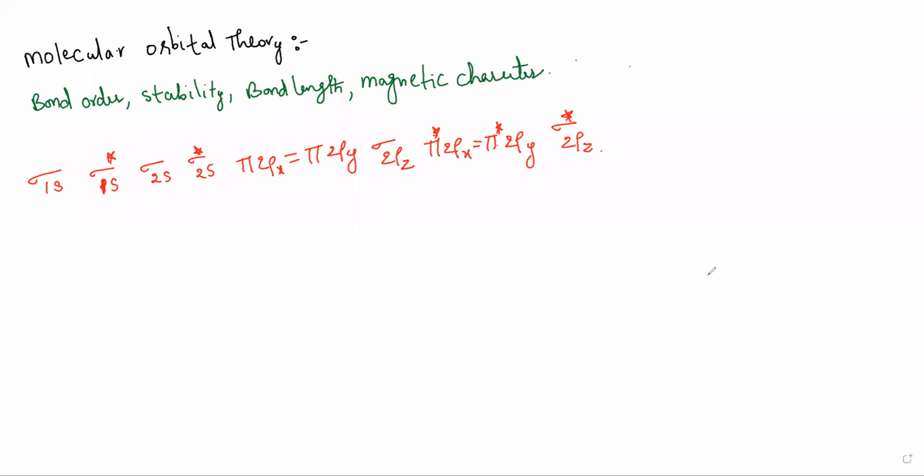Hello dear students. Today we are going to discuss one more very important concept for all the competitive exams, that is molecular orbital theory. From this theory also at least one or two questions will come. With the help of molecular orbital theory, mainly we are able to identify the bond order of the molecule, stability, bond length and magnetic character of the molecules.